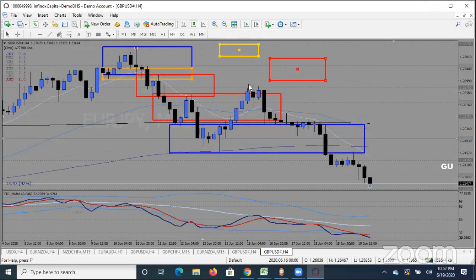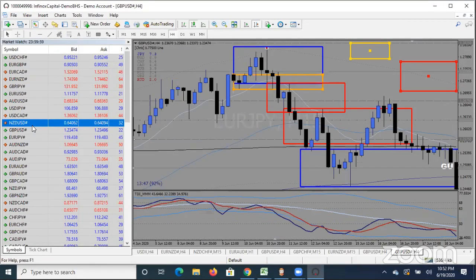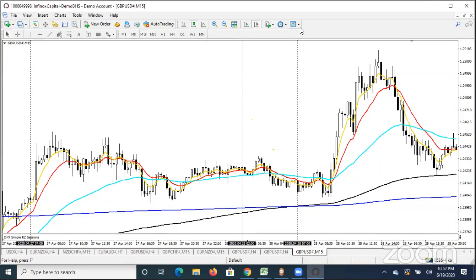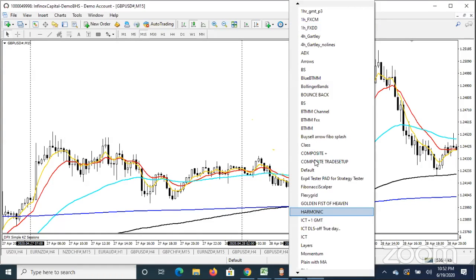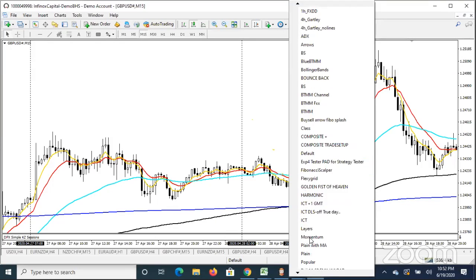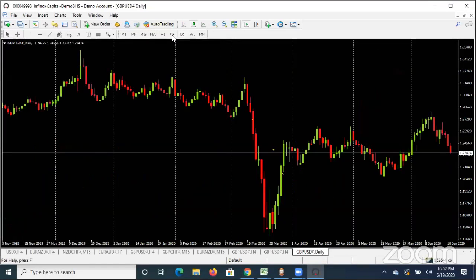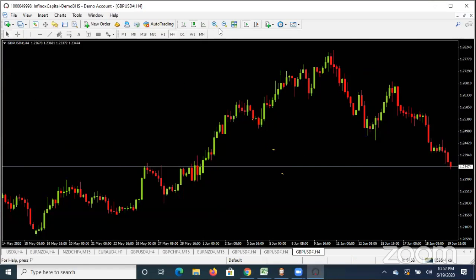Now, some other persons saw this area here as a stop hunt because there was an intersect between these two order blocks. In fact, if we go down to 15 minutes, let's call up another GBP USD. All right, so let's call up another GBP USD, Control Y, and come down here. You just have to find something that works for you.